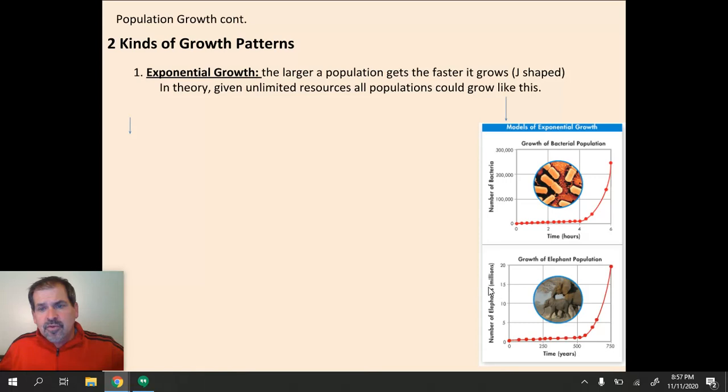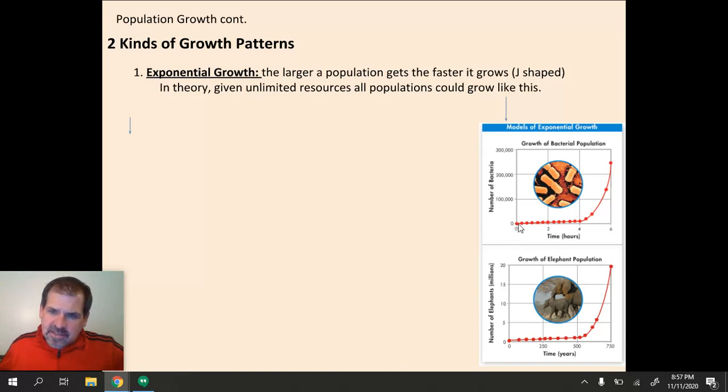Notice we're talking about 2 very different organisms here. Here we have bacteria. Here we have elephants. Here our time is measured in years. Here our time is measured in hours. So very different time scales in which these things grow and reproduce. This one's measuring the growth of bacteria. This one's measuring the growth of elephants. But the point is the same.